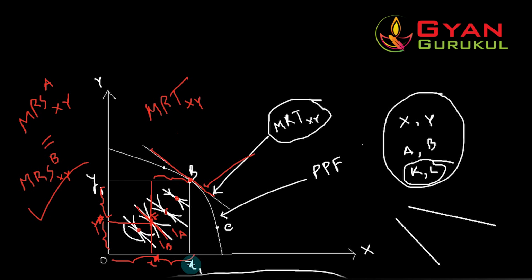So this is the point of equilibrium for the economy as a whole, where the marginal rate of transformation of X and Y is equal to the marginal rate of substitution of X and Y for both the two consumers, right? Okay, with this is the end of the video.